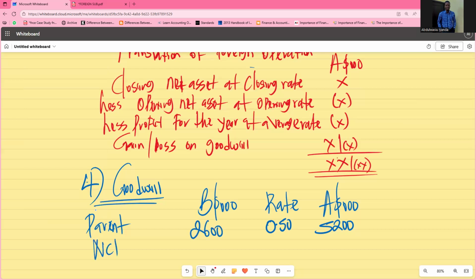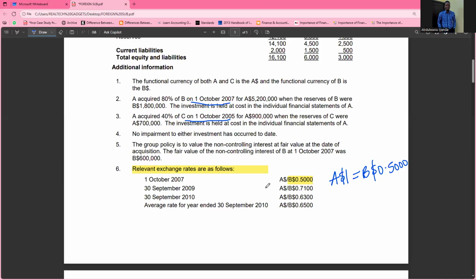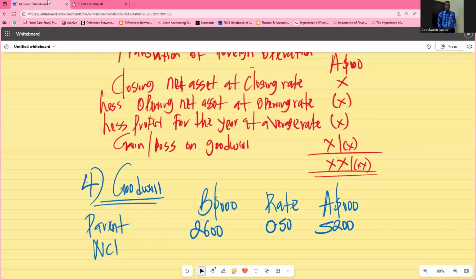Then what about the other one, the NCI? Is it given? Need to check. And if it is not given, we need to calculate it. Okay, look at additional information 5. They say the group policy is to value non-controlling interest at fair value. So the fair value of the interest in B is 600. That's cool.